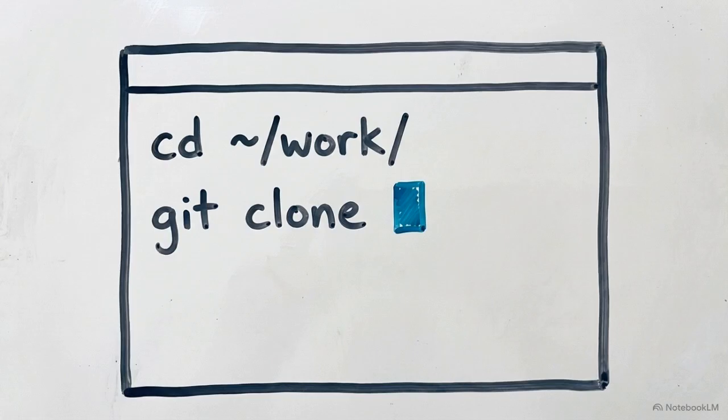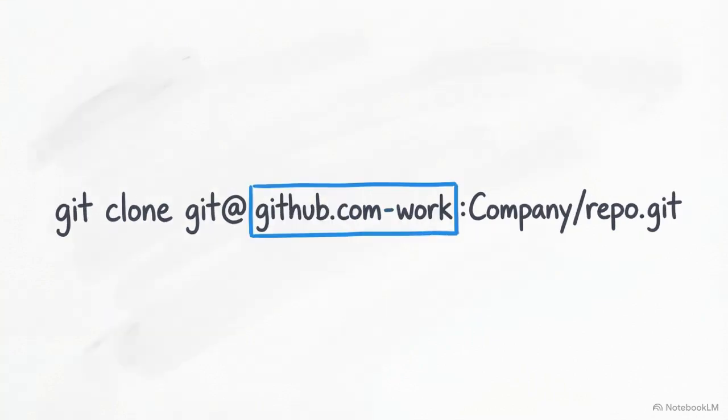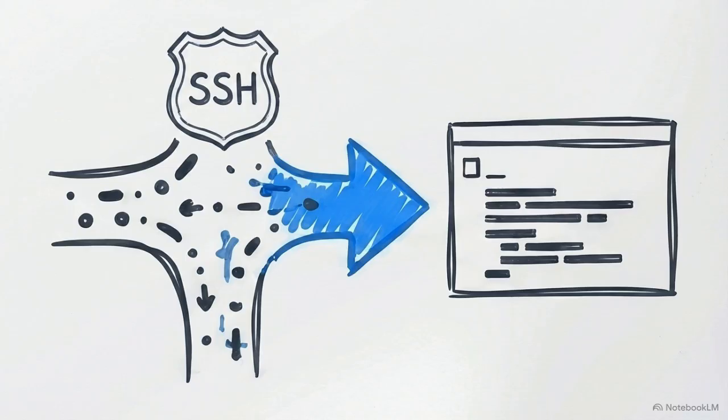Open your terminal, navigate into your newly configured work folder, and initiate a clone. Looking at this comparison, you can see we have to modify the standard clone URL provided by the platform. Replace the default github.com with the custom SSH alias we created earlier. This triggers the SSH traffic cop we set up in step 2.